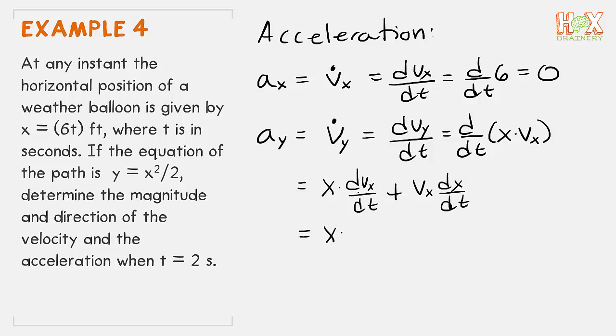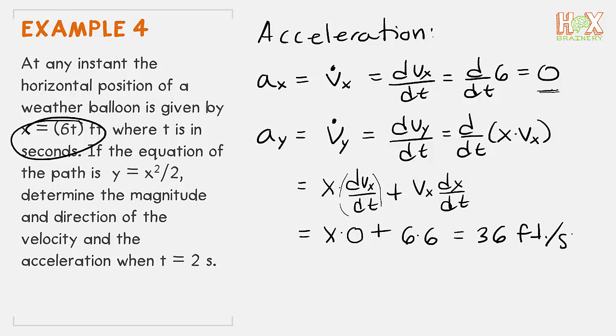When I take the derivative of v sub x though, I already did that earlier, that's just 0. That's what I have up here. So I have 0 there. And then v sub x, that was just 6. And then when I take the derivative of x with respect to t, that's this over here, that's just 6. So that's equal to 36 feet per second squared, and it's in the upward direction. Let's just put a little arrow there.